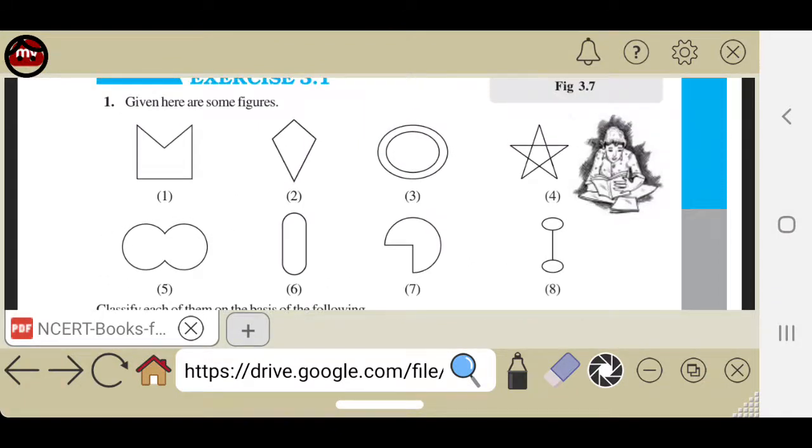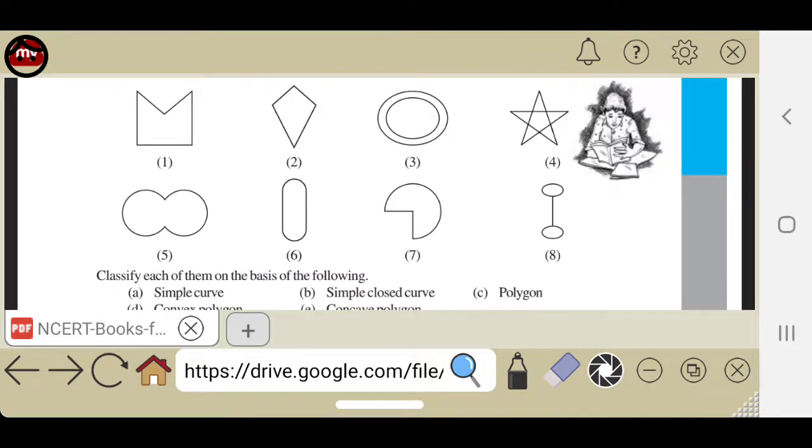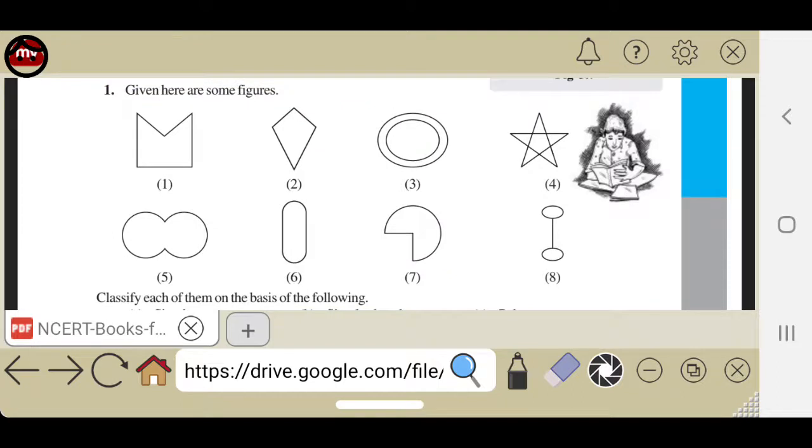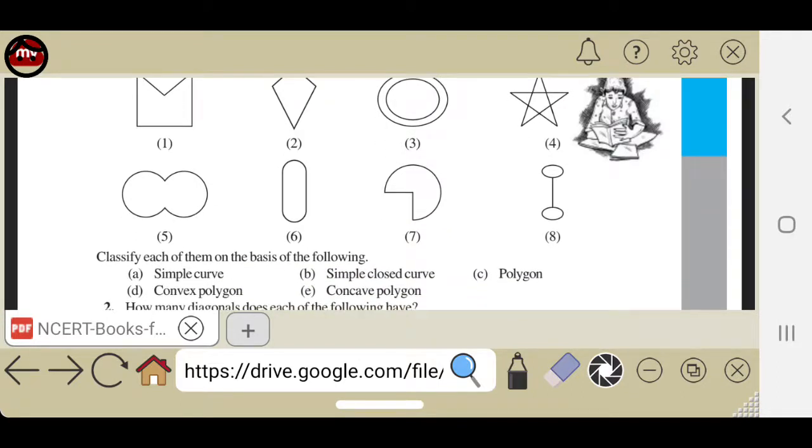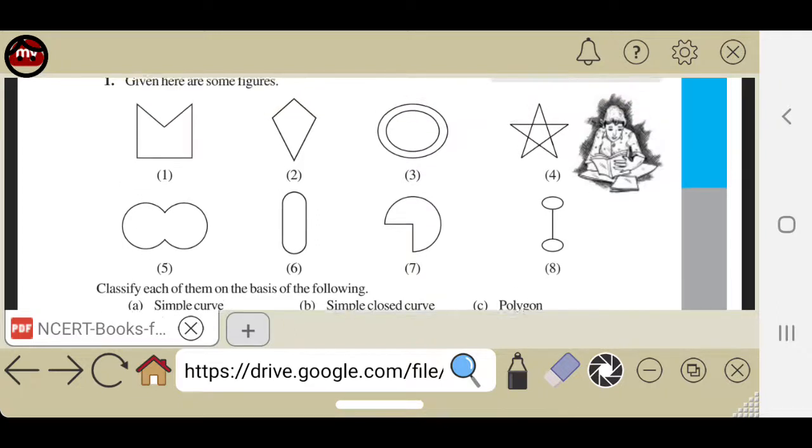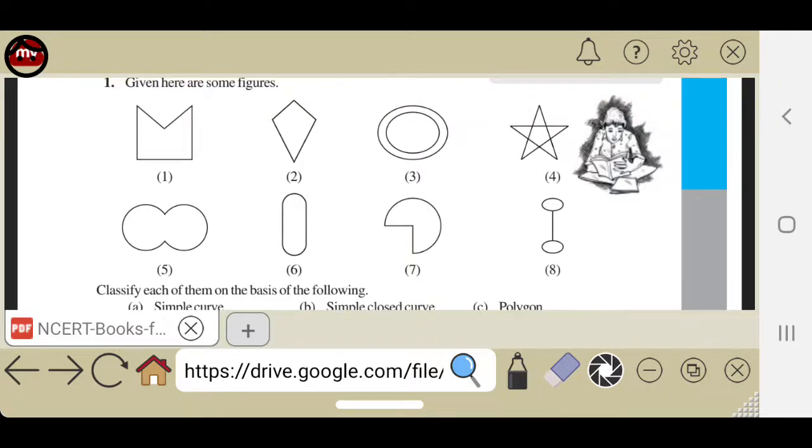The first question is, given here are some figures. There are 8 figures. Classify each of them on the basis of the following. First, simple curve. Among these all you have to identify simple curves. We all know that a simple curve is a curve that does not cross itself. So 1, 2, 5, 6, 7 are simple curves.